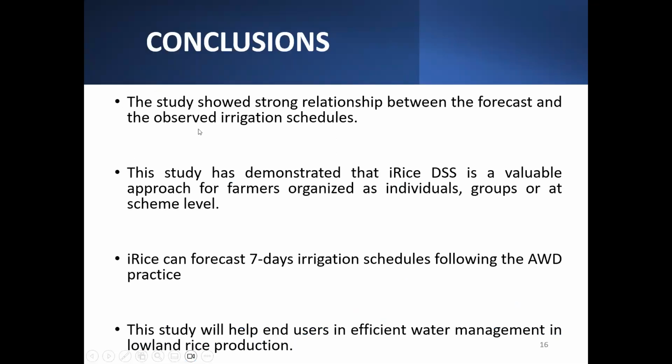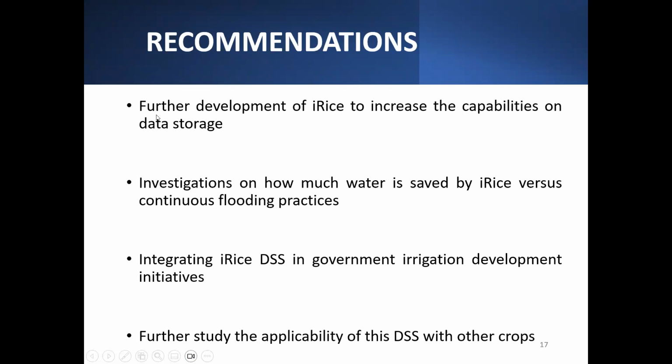So the conclusion: the study showed a strong relationship between the forecast and observed irrigation schedules. This study has demonstrated that the HydroRice decision support system is a valuable approach for farmers organized as individual groups and at scheme level, depending on the size of the scheme, and it can handle a high number of farmers. Then we have the HydroRice forecast. It does a 7-day forecast for the farmer, so a farmer does not have to worry about what is coming up. If they know they are not going to irrigate, they don't have to fight for the water. The study will also help farmers and other users in efficient water management in rice production, which has been taking a lot of water.